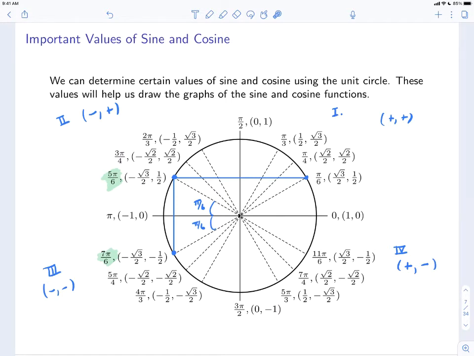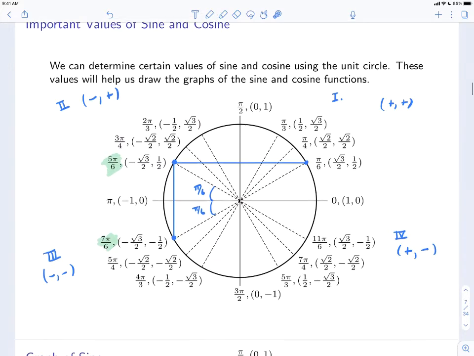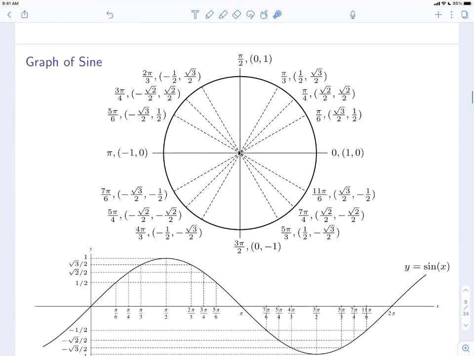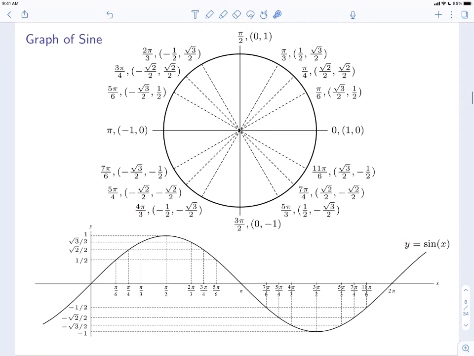We can use these values to help us look at the graph of sine and cosine. So let's start with the graph of sine. Now, here we have our unit circle, which is just x squared plus y squared equals 1. And sine is the y-coordinates. So we just want to look at the y-coordinates, the second coordinates, 0, 1/2, square root of 2 over 2, square root of 3 over 2, and 1.